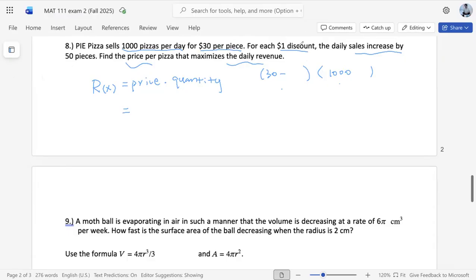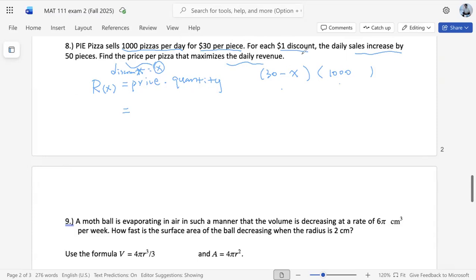We don't know how many dollars of discount, so let's not use X for the price, but for the discount. X represents the discount. Could be $2, could be $3, could be $5, and so on. So the price is 30 minus X. Imagine X could be 2, 3, 4, 5, and so on.